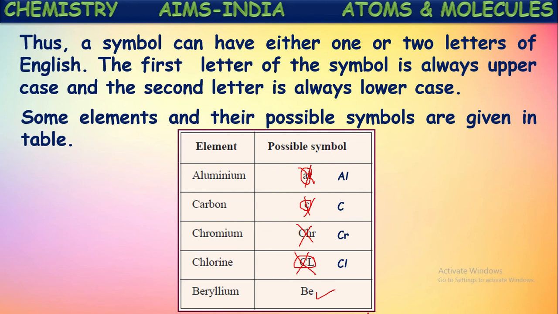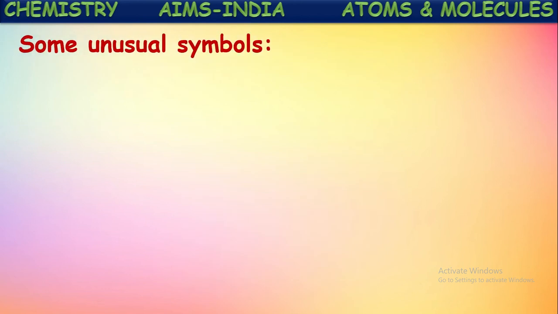So in this way, symbols are given for the elements. These are mostly accepted by all the people over the world, and these are being followed now. So this is the method suggested by J.J. Berzelius. Some unusual symbols, let us see now.